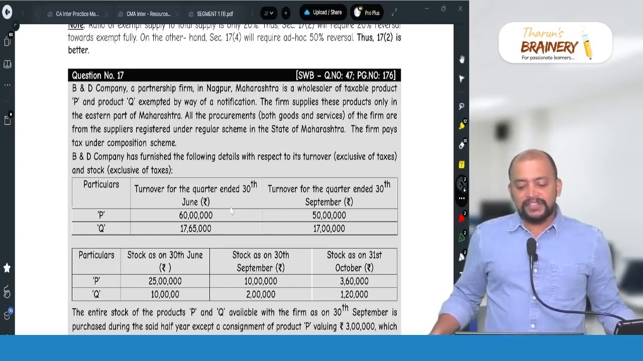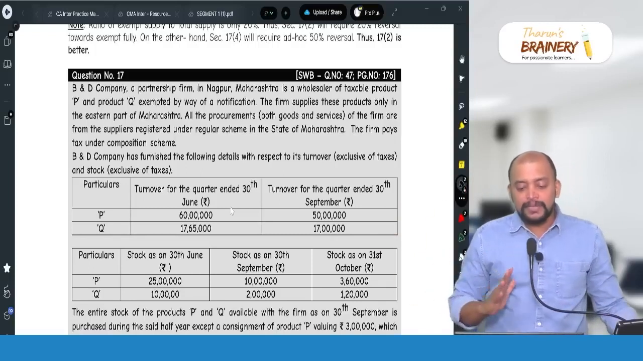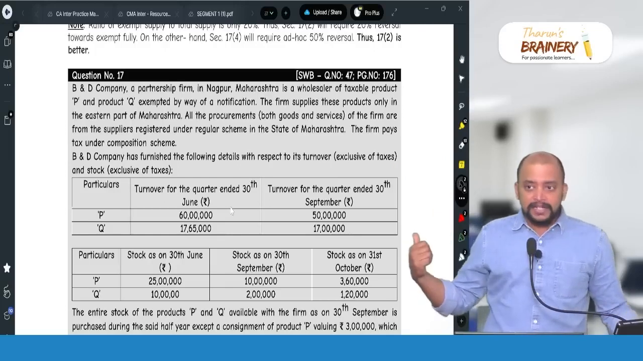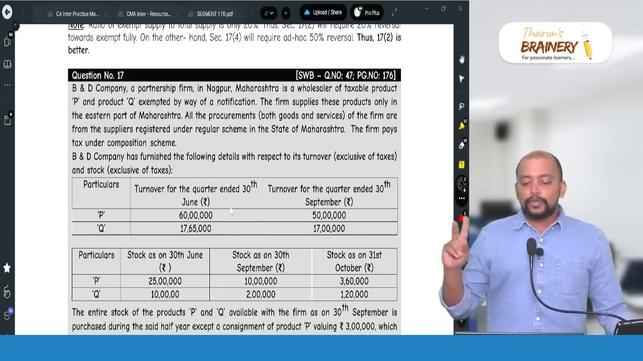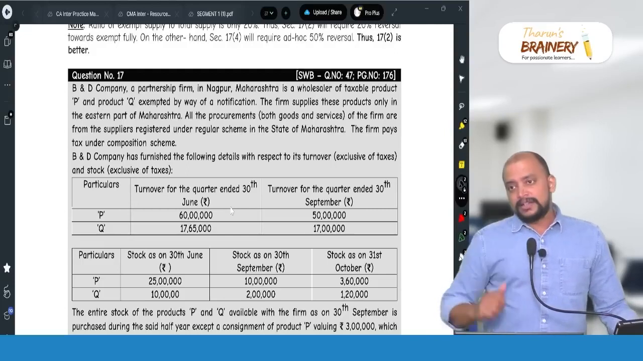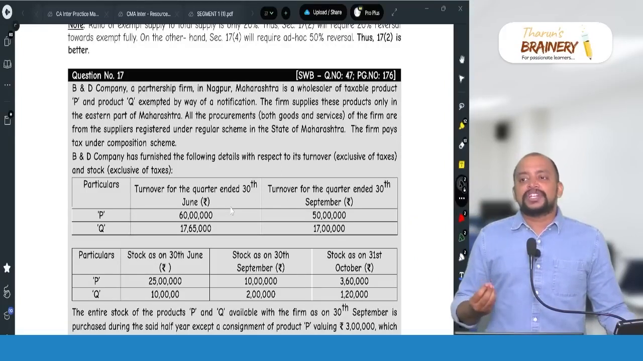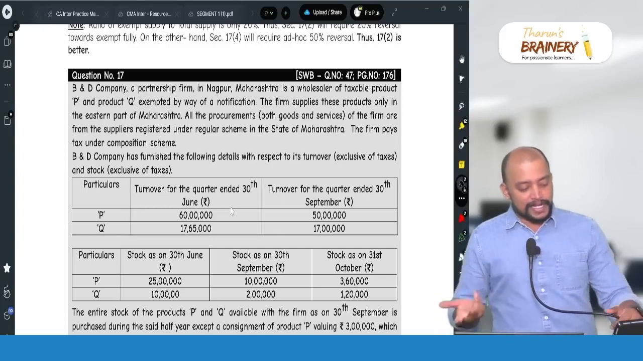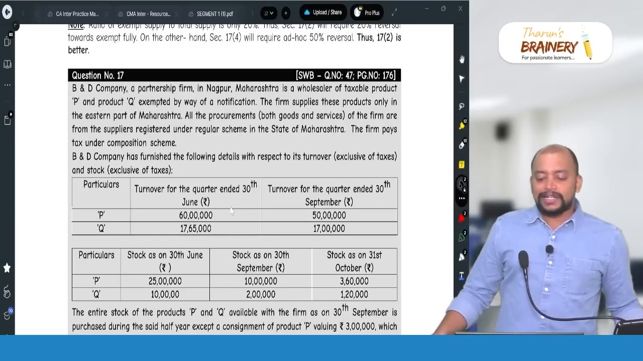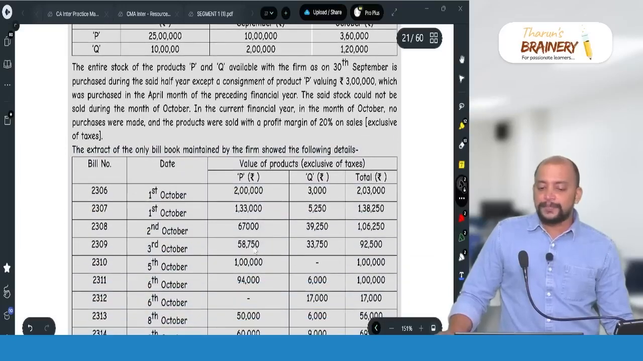B&D company has furnished the following details with respect to its turnover, exclusive of taxes and stock. So now, they are under which scheme? Regular scheme or composition scheme? Composition scheme. But they make procurements from the persons who are under regular scheme. Now, two products they are making, taxable product P and Q exempted product, and they are a trader. They are a trader under composition scheme. They are not manufacturer. So being a trader under composition scheme, they need to pay GST only on taxable supplies, not on exempted supplies. Product P for the first quarter ending 30th June and 30th September second quarter, and thereafter stock details are given. Now, thereafter some big list is given.